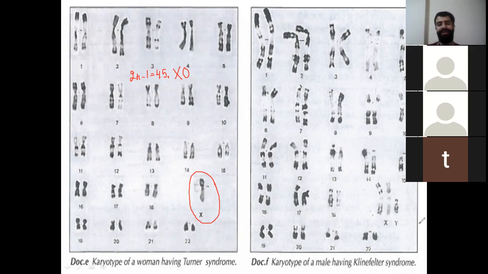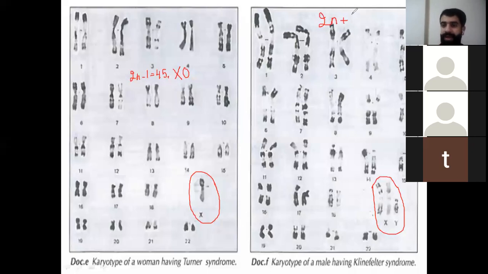Your turn. Can you repeat the question, please? Klinefelter syndrome. Okay, so this abnormality affects the gonosome for sure. And if you see this, this is the gonosomal abnormality. So what is the chromosomal formula? It's 2n plus 1 equals 47, comma, XXY.